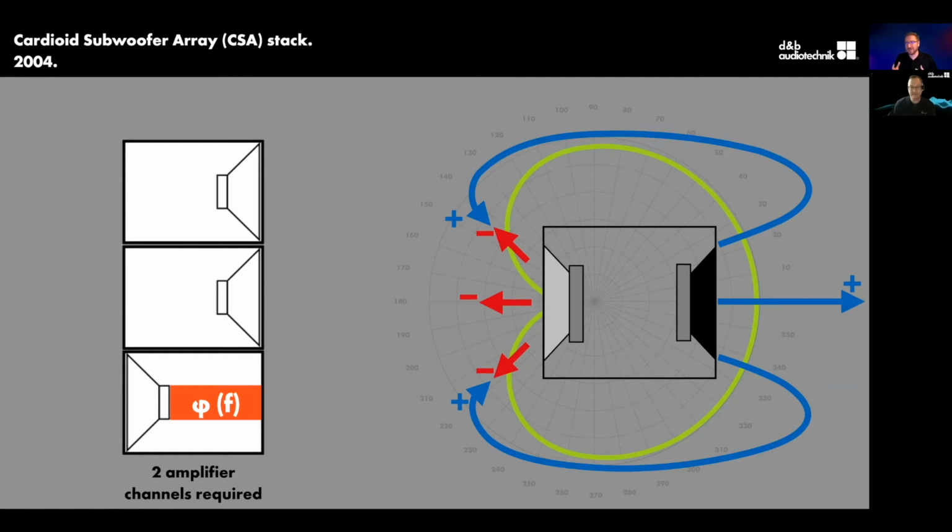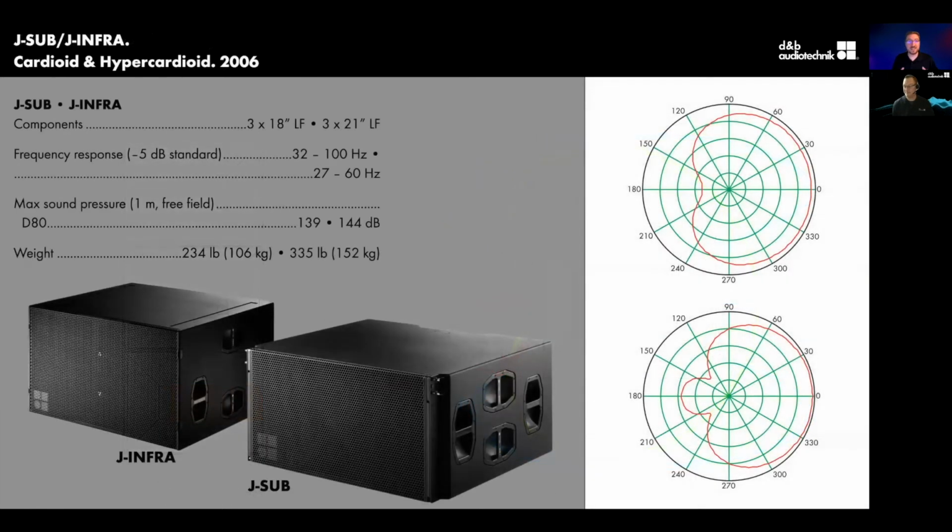Yeah, and I'm sure people have done this quite a bit. It's still a very popular technique, you can still do it. If you have Q subs, obviously you can still do this. B2s, B22s, B6 sub, all are capable of creating this cardioid behavior using omnidirectional subwoofers. We took this same idea and incorporated it into a single cabinet with the J sub and the J infra.